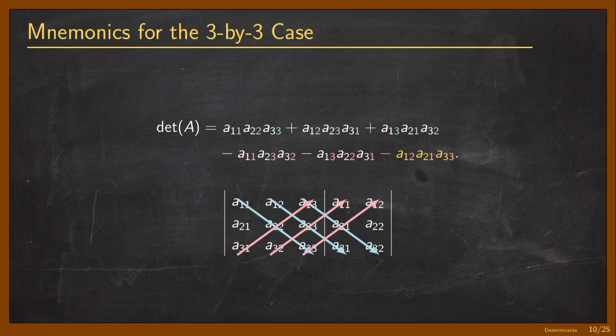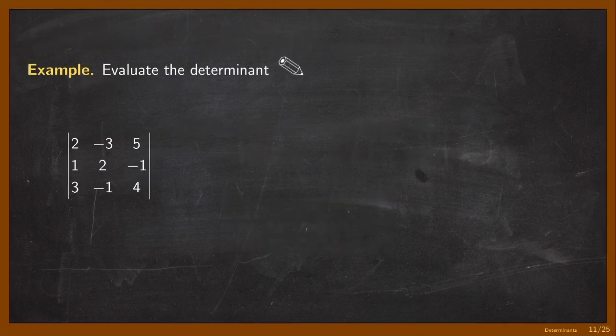We multiply the entries in each arrow and then add them. For the red ones, we subtract them. Okay? This method is sometimes called the basket weave method. Anyway, for example, let's evaluate the following determinant. The first step, because this is a 3 by 3, is to simply repeat the first column and the second column as follows.